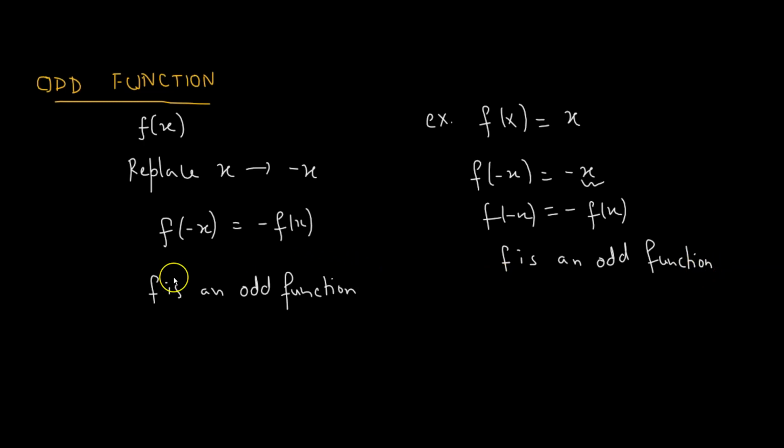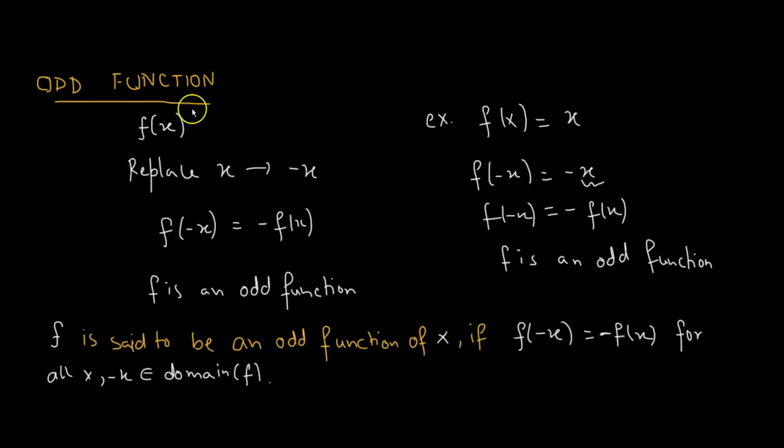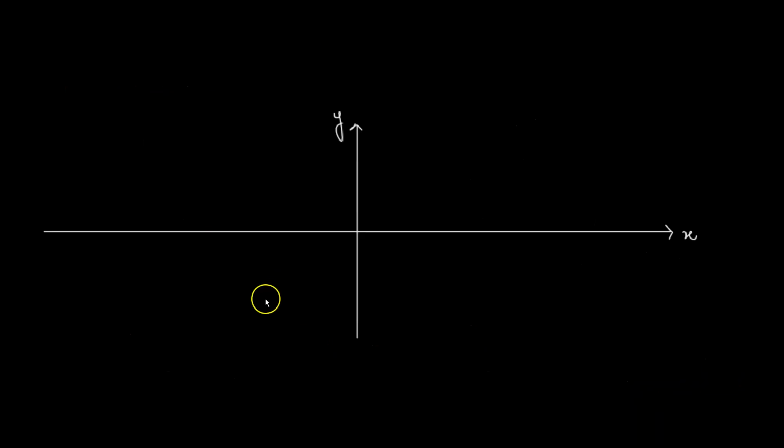Okay. Let's try to define an odd function. So f is said to be an odd function of x if f of negative x is equal to negative f of x for all values of x and negative x belonging to the domain of f. Such functions, that means if a function is odd in nature, are symmetric about the origin. Let's say we have a graph given by this particular shape as shown on screen.